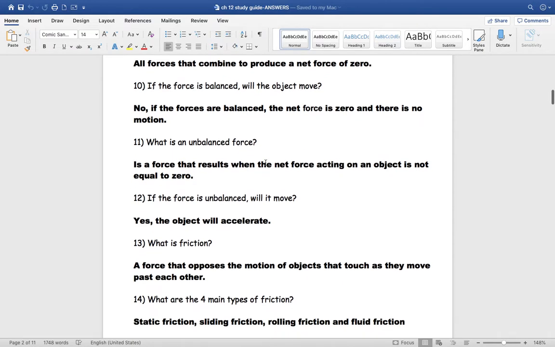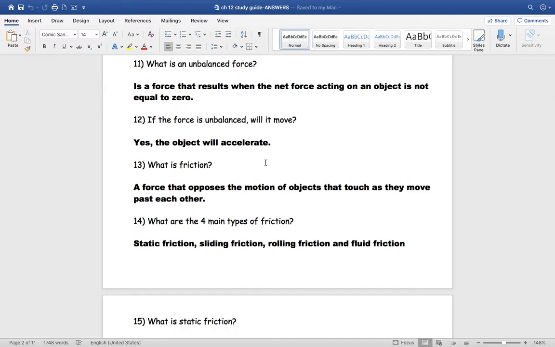All right, if a force is balanced, will the object move? No. If the forces are balanced, the net force is zero and there's no movement. So it'd be like if I was pushing on a desk one way with 50 newtons and the other person was pushing 50 newtons, it would balance out and there would be no movement. Number 12, if the force is unbalanced, will it move? Yes, it will accelerate in the direction of the greater force applied.